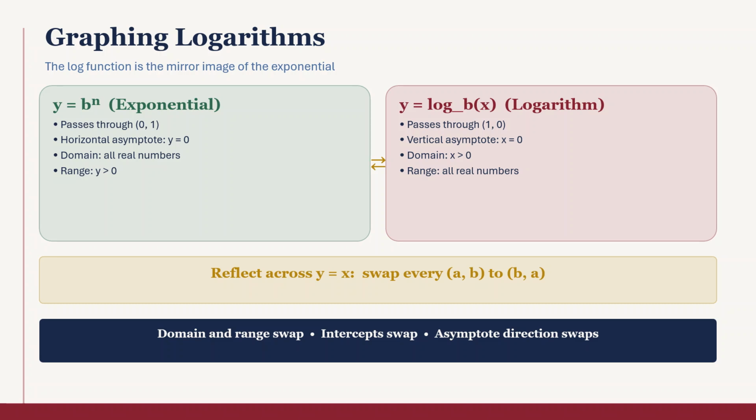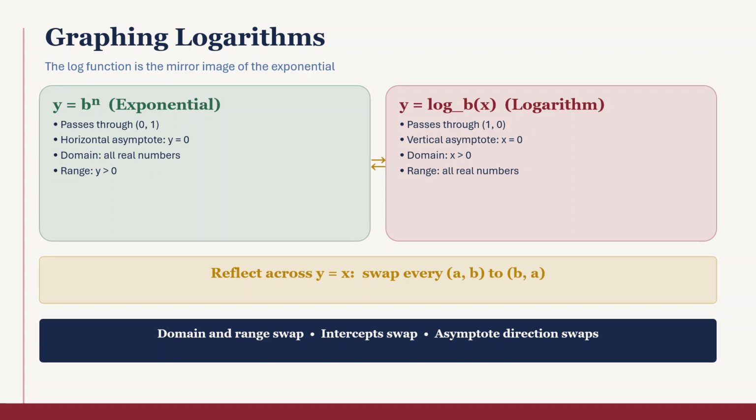On the right, the logarithmic function log base b of x. It passes through the point (1, 0), rises slowly to the right, and drops steeply as x approaches 0 from the right. The y-axis is a vertical asymptote.